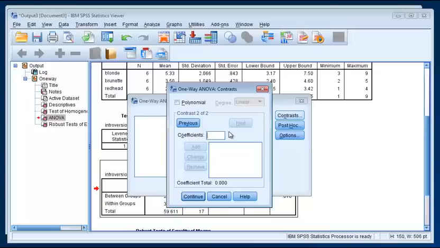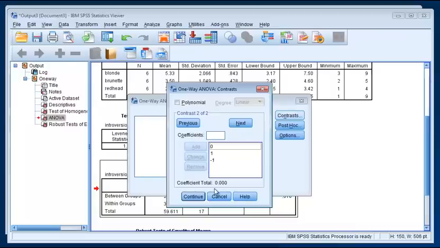And in this case, remember, we're going to compare brunettes and redheads. But blondes still need a coefficient. Even though we're not including them in the contrast, we need to give them a coefficient. Since we're not including them, we give them a 0. That tells SPSS to ignore them for this contrast. And in this case, brunettes are on the left, we'll give them a 1. Redheads, we'll give the negative 1, and we're back to 0, where we should be.